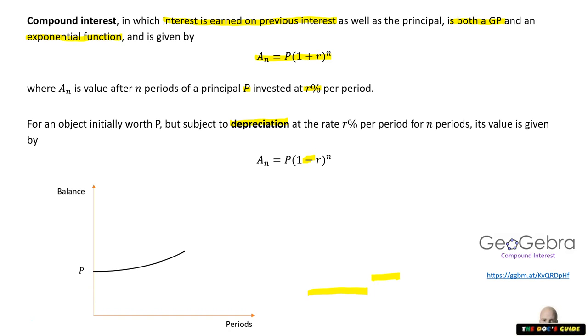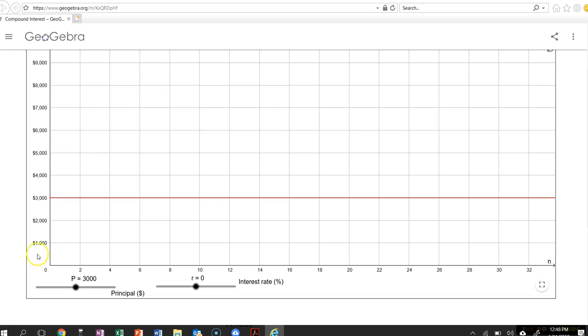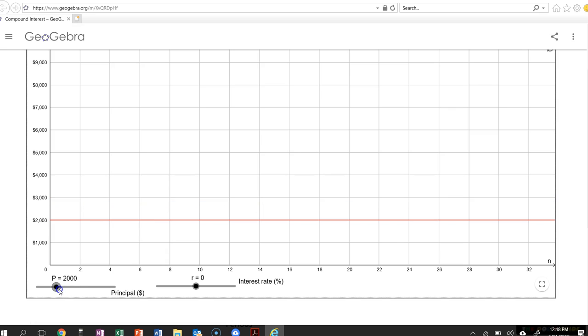So again, let's have a look at the GeoGebra. On this particular graph, it's a graph of the account balance against number of periods. So if we put $3,000 in and we're not getting any interest, then of course we'll continue to have $3,000 there. I'll just shift that down to $2,000 as the principal, and let's bump up the interest rate.